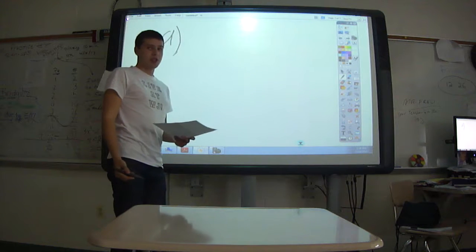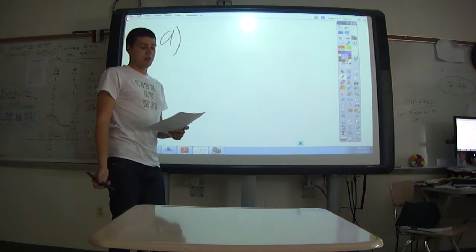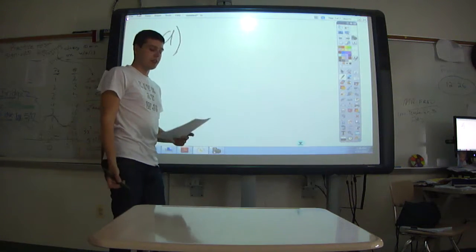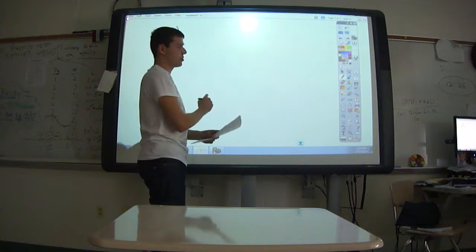So first you have to figure out which two curves you're using. And the two curves that they gave you, we're ignoring the y-axis because that's obvious. So the curves are y equals the square root of 6x plus 4 and y equals 2x.